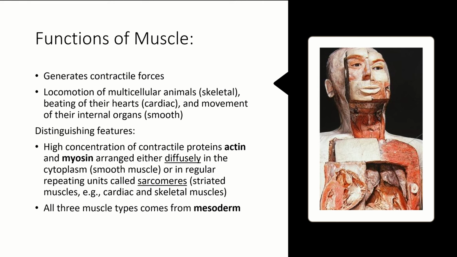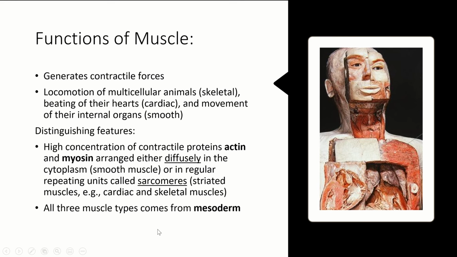Some of the distinguishing features of muscle is that it has a high concentration of contractile proteins. So it makes sense that muscle is chock full of proteins, and those special proteins are going to be actin and myosin. Actin and myosin are going to work together. They can be arranged either in a diffuse or kind of unorganized pattern in the cytoplasm, or they can be arranged in a very regular repeating pattern called a sarcomere. Different types of muscles are going to have different variations of that depending on the type.